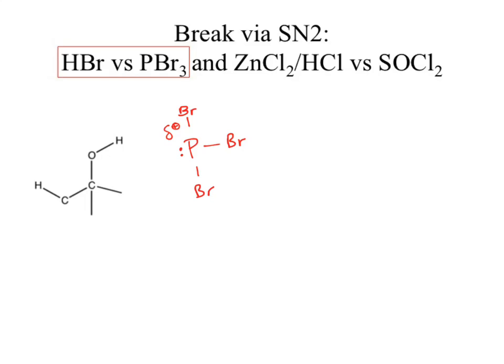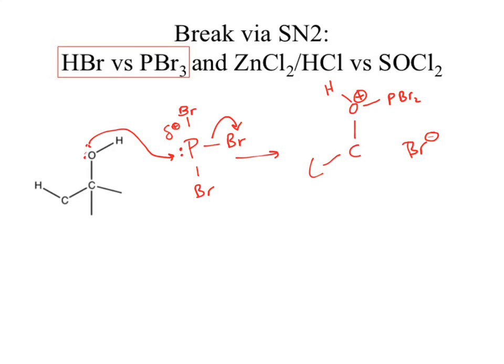It's also relatively large, which means that we have a little bit more space in there as well, that we can slide the electrons from our oxygen into it. Phosphorus would then have too many bonds, so what happens? We break off one of our bromides, and we end up with a pretty good nucleophile in the case of our bromide, and we also have a pretty good leaving group in the case of our phosphorus compound.